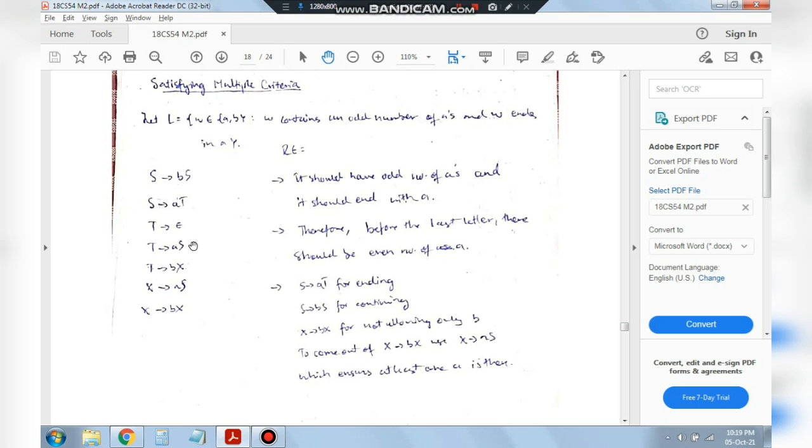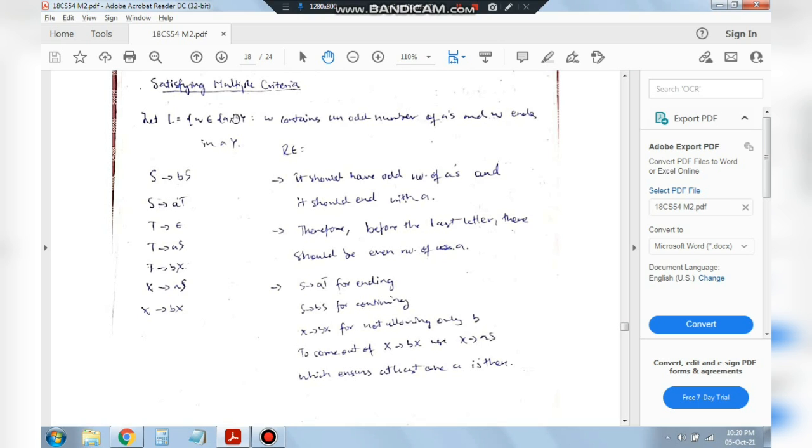After 2A came, it should not end. So currently it is in S, it will not end because S is not connected to epsilon. Which is connected to epsilon? T. So if I have to end the string, I should again pass through A, right? Then only I'll be able to reach the end of the string. Again A, then it will be 3A, right? So for that I have written this criteria here.